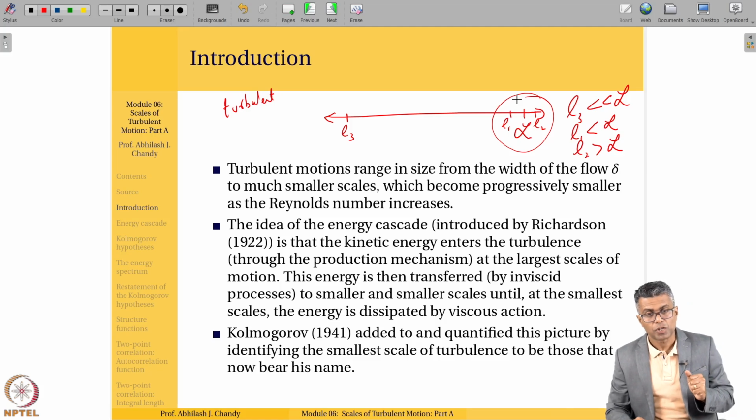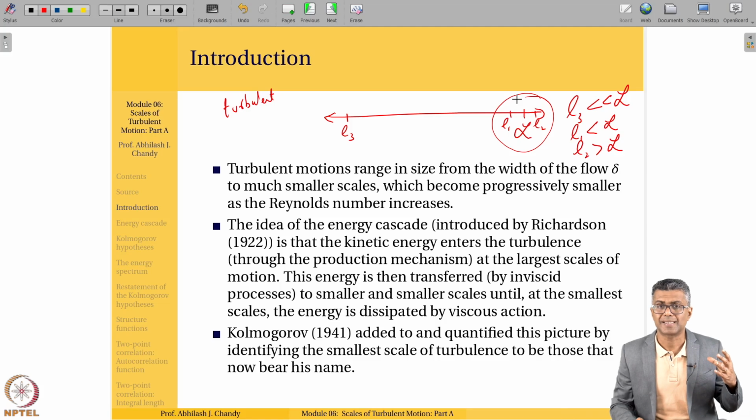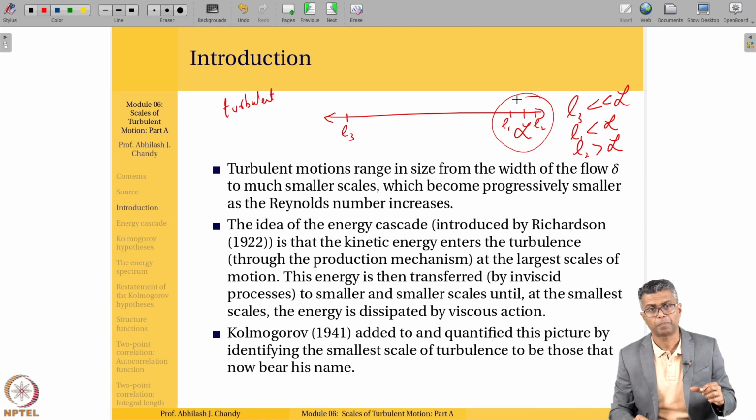So let's begin. So we have these turbulent motions ranging from the size of the flow. What do I mean by the size of the flow? It's essentially the characteristic scale, the characteristic length scale of the flow. So for a jet, it is the diameter of the jet. For flow between two plates, like in a channel flow, it is the channel width. For flow over a cylinder, it is the diameter of the cylinder.